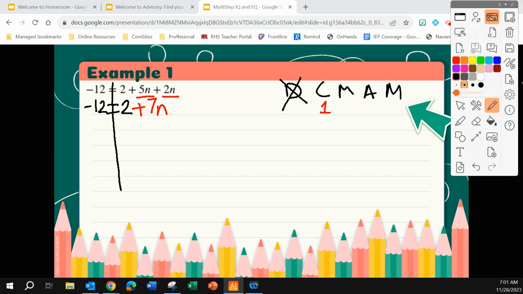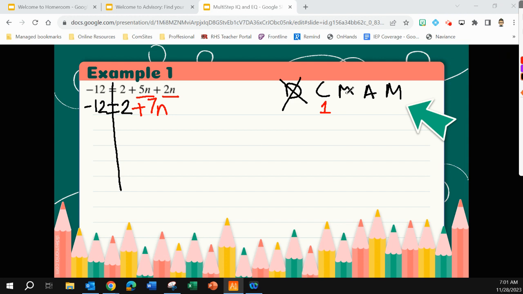The next step is one that we're not going to do until next week. The first M stands for move the variable. If you have a variable on both sides, you would move the variable on one side to the other. We don't have that in this case.